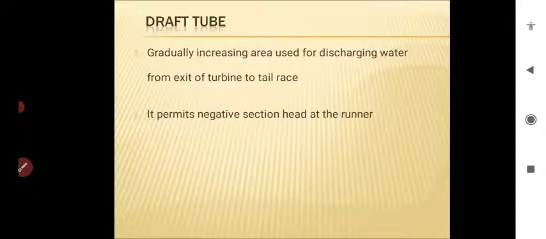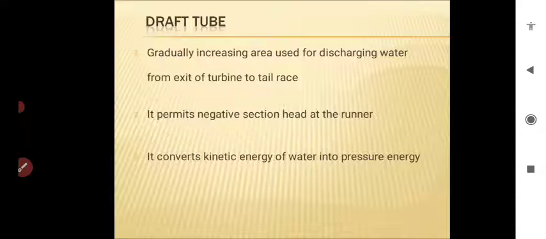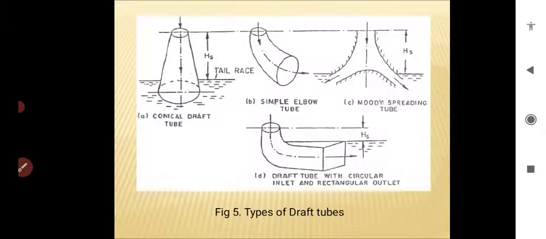And the draft tube. The draft tube, with gradually increasing area, is used for discharging water from the exit of the turbine to the tail race. It permits negative suction head at the runner, and it converts the kinetic energy of water into pressure energy.